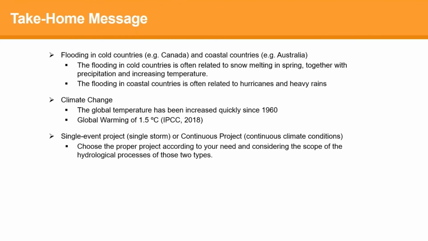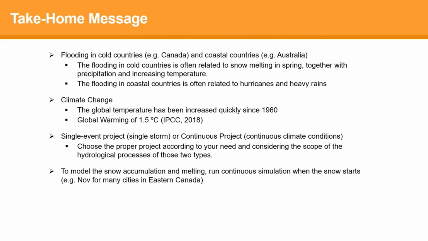And next, the single event and the continuous project in VO. So we really need to think about the scope of your project and what you want to model, and choose single event or continuous. Normally, if you want to model snow accumulation, melting, related flooding, or the flow rate, you should choose the continuous project.